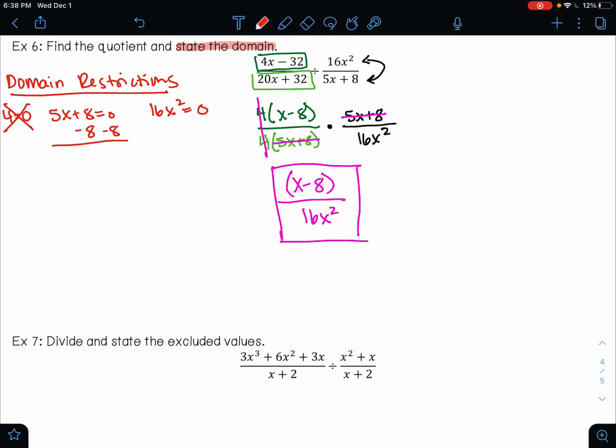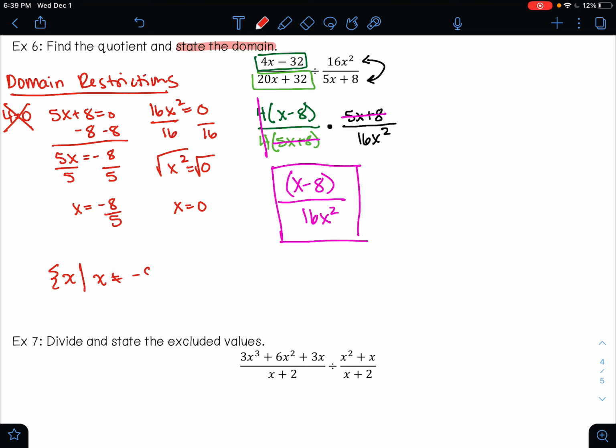To solve the second equation, I'll subtract 8 on both sides. So I'll have 5x equals negative 8. Divide both sides by 5 and get x equals negative 8 over 5. To undo multiplication, I'll do division and get x squared equals 0. To undo a square, I'll take the square root and get x equals 0. So my domain is all values of x such that x does not equal negative 8/5 or 0.